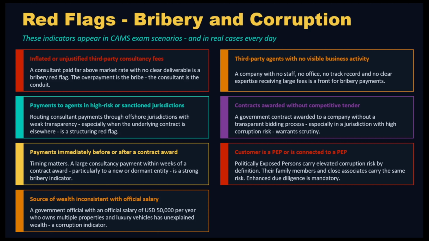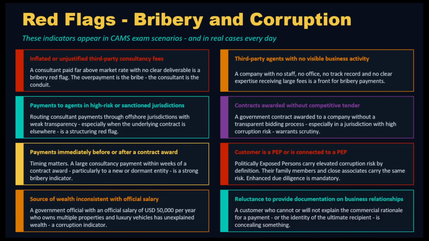That is a corruption indicator. The last is reluctance to provide documentation on the business relationship or transaction rationale. A customer who cannot or will not explain the commercial purpose of a payment is trying to conceal something. That's one of the red flags you have to be careful of. Let's look at what FATF actually says about bribery and corruption in our next slide.